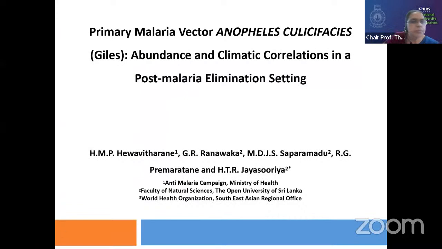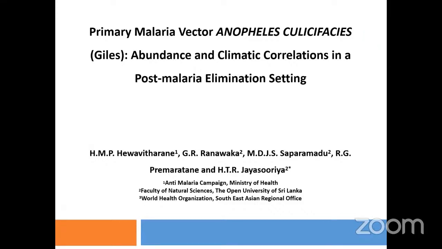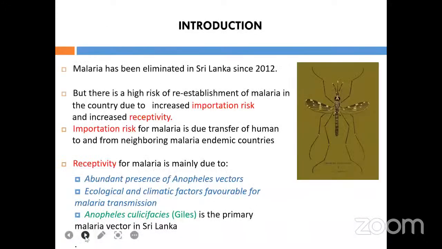Hello everyone. Our topic is primary malaria vector Anopheles culicifacies: guides for abundance and climatic correlations in a post-malaria elimination setting. Malaria is a vector-borne disease and it was a major public health problem in the past, and it was eliminated from Sri Lanka in 2012.